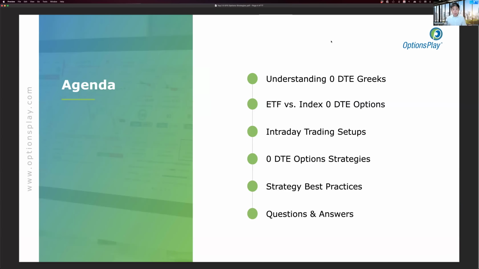So what we're going to cover is, like I said, a bit of a foundational understanding of 0 days expiration options. The first thing we want to start off with is understanding the Greeks. What's different about 0 days expiration than all the other options expirations? Because that's really going to help define how you think about trading these types of options and what type of strategies make sense when you're trading really short dated options.